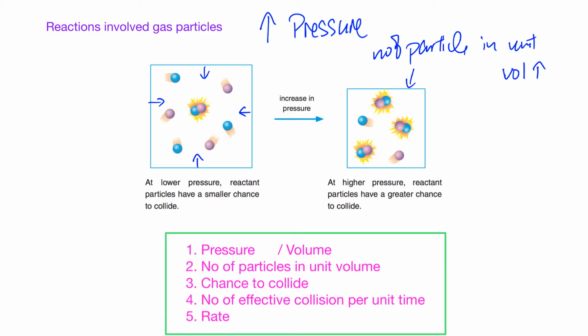So again, this will increase the chance to collide. The number of effective collisions per unit time will also increase. So basically, pressure increases, volume decreases, the number of particles in unit volume will increase. They are crowded, so it is easier for them to collide. The number of effective collisions per unit time, that is about chances, right? Probability. They will also increase in this case. That's why the rate will also increase. So this is how we use the collision theory to explain pressure increase in some of the reactions.